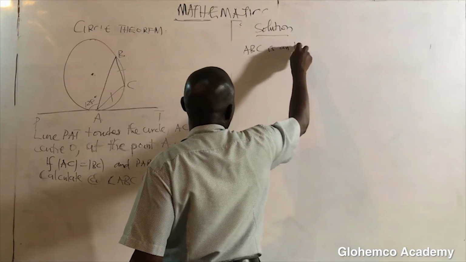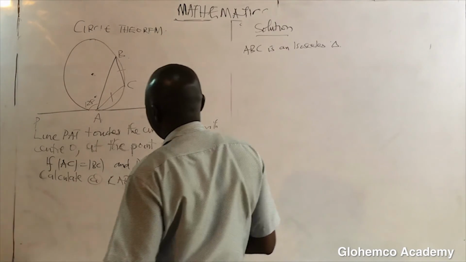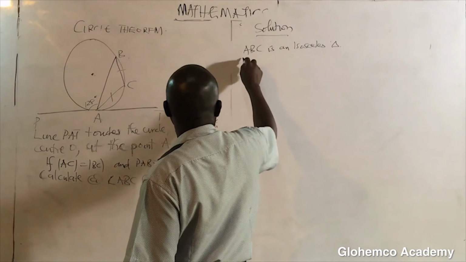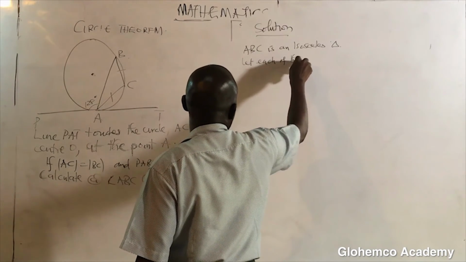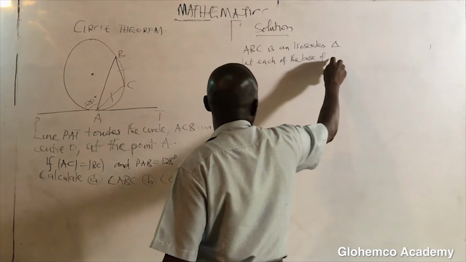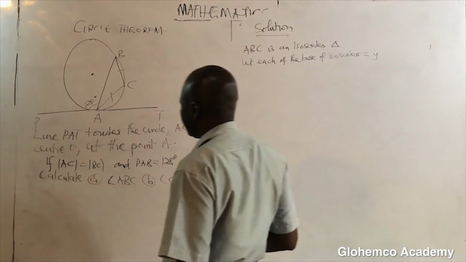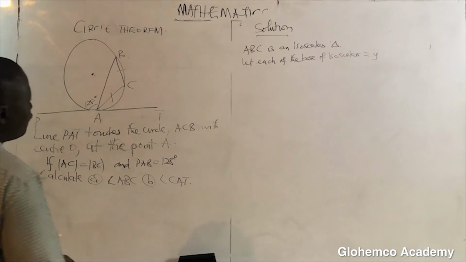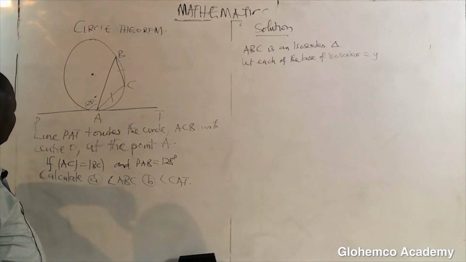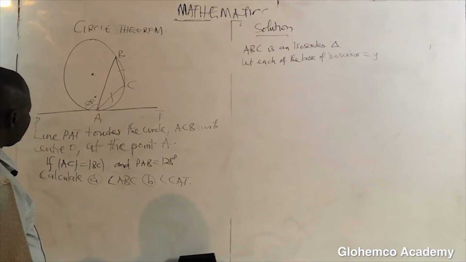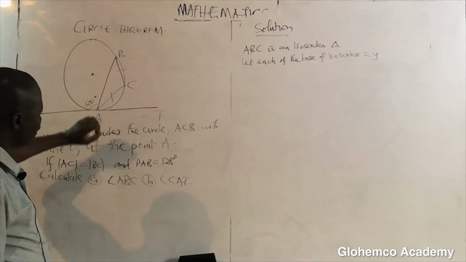ABC is an isosceles triangle. Okay? Let each of the base angles of the isosceles triangle be y. The base angle here is y, and the base angle here is y, because they are the base angles of an isosceles triangle.